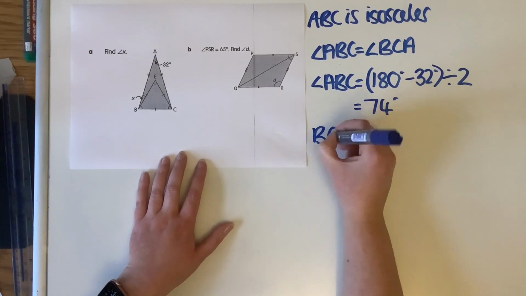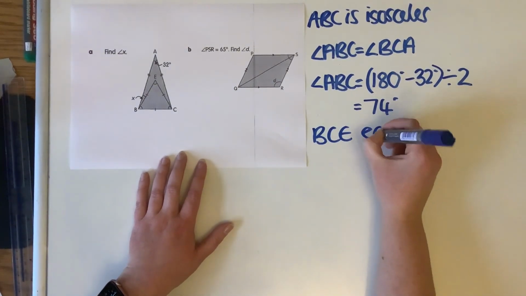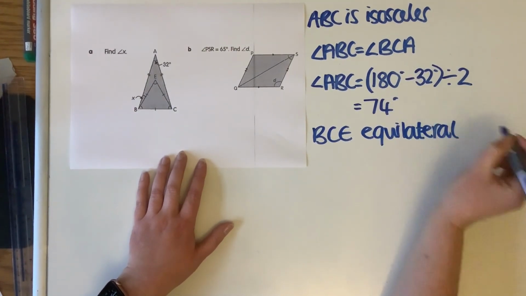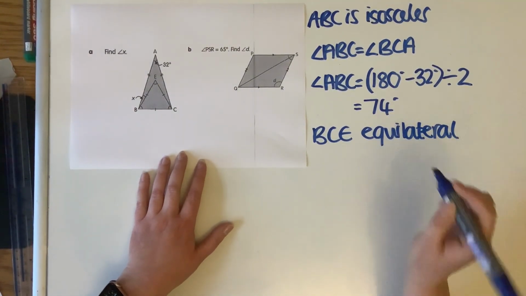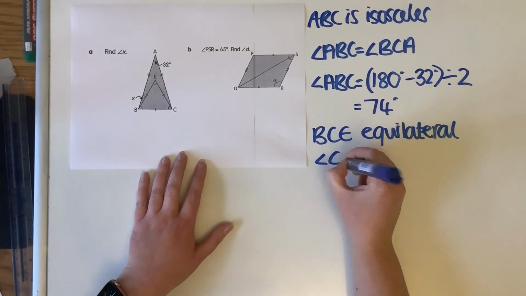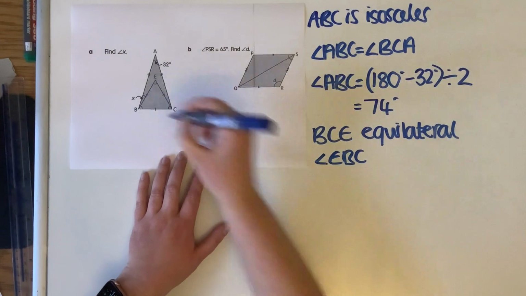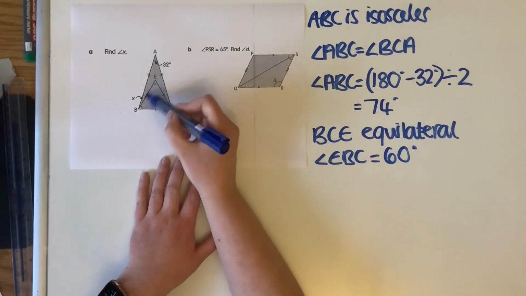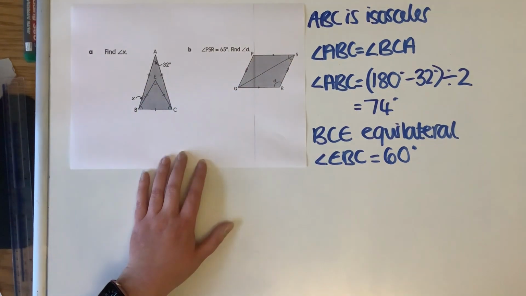So the triangle BCE is an equilateral triangle. Thinking back to our learning on triangles, what does that tell me? That tells me that the angle EBC, so this angle here, equals 60 degrees. Because in an equilateral triangle where all the sides are equal, all the angles are equal as well. So they all equal 60 degrees.